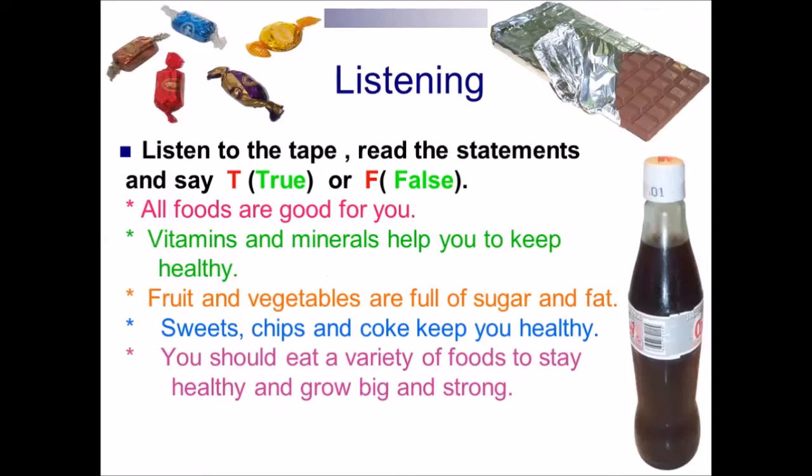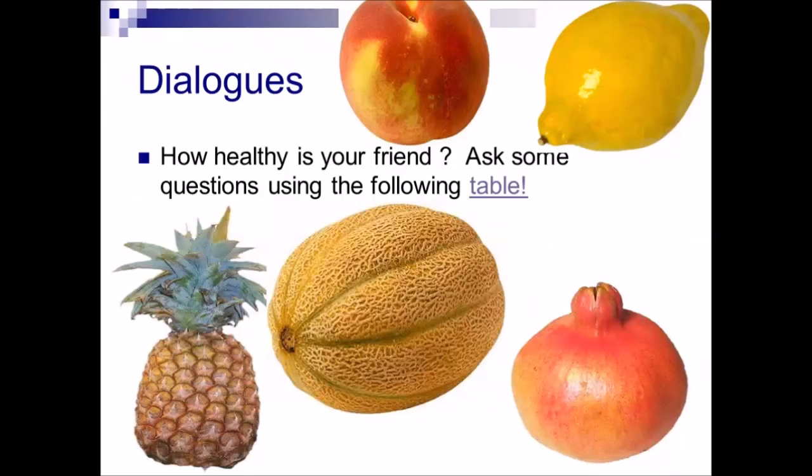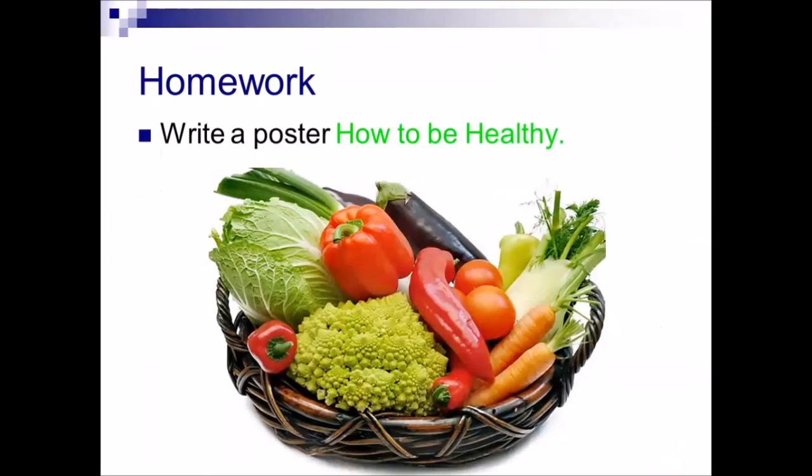For active group work, you can use a technique. Listen to the tape, read the sentence, and say true or false. Create a dialogue. How healthy is your friend? Ask some questions. Use the following table. As a homework assignment, the students make a poster on the topic of how to be healthy.